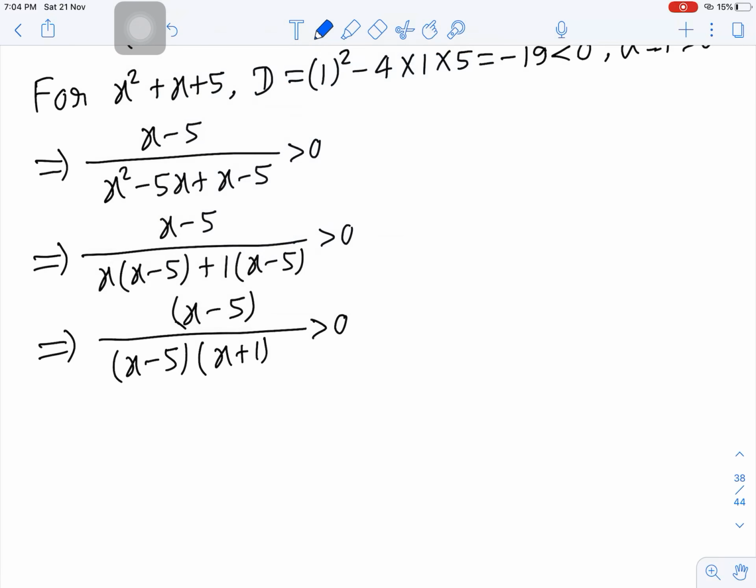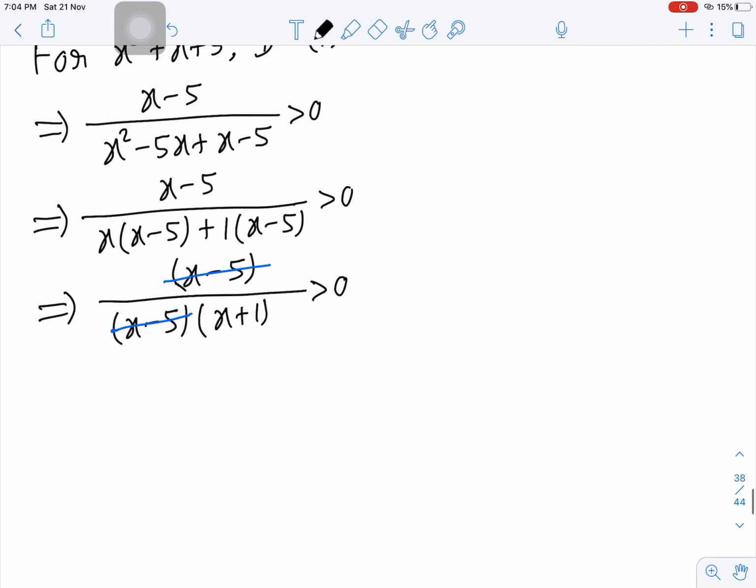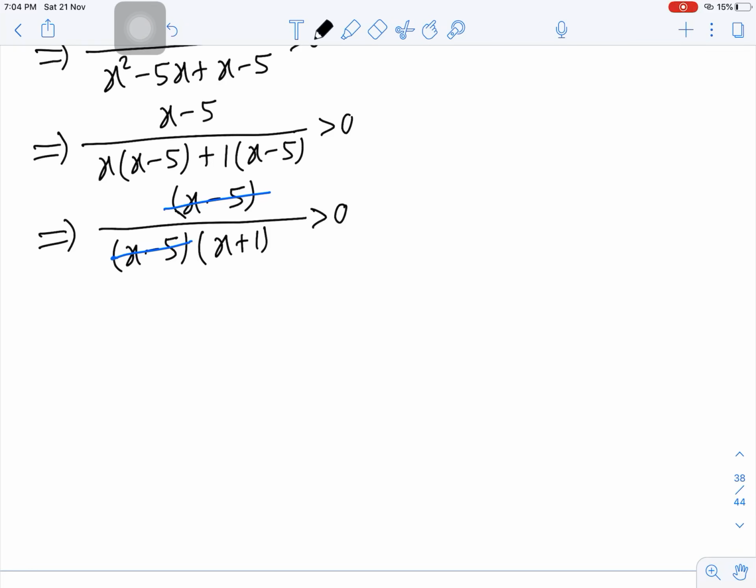So we can cancel x minus 5, but whenever we cancel anything, we have to make sure that that term should not be equal to 0. So after cancelling, what we will get is 1 by x plus 1 is greater than 0, but we should make sure that x minus 5 is not equal to 0.